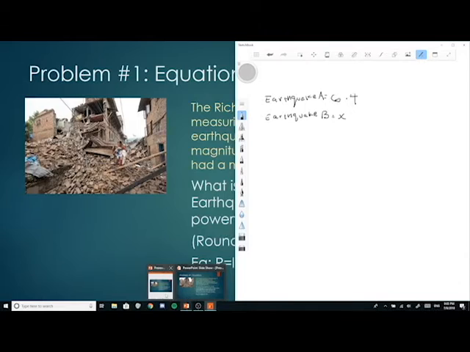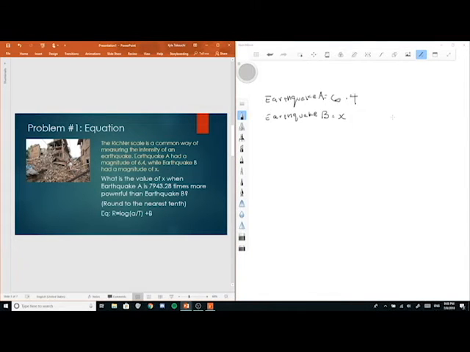So what they give us is earthquake A is 6.4 and earthquake B is x. So we would solve it as if we are trying to solve for how much more powerful earthquake A is compared to earthquake B, but we don't know the value of x. So we're going to try to isolate it. Also, we know that earthquake A is 7,943.28 times more powerful.